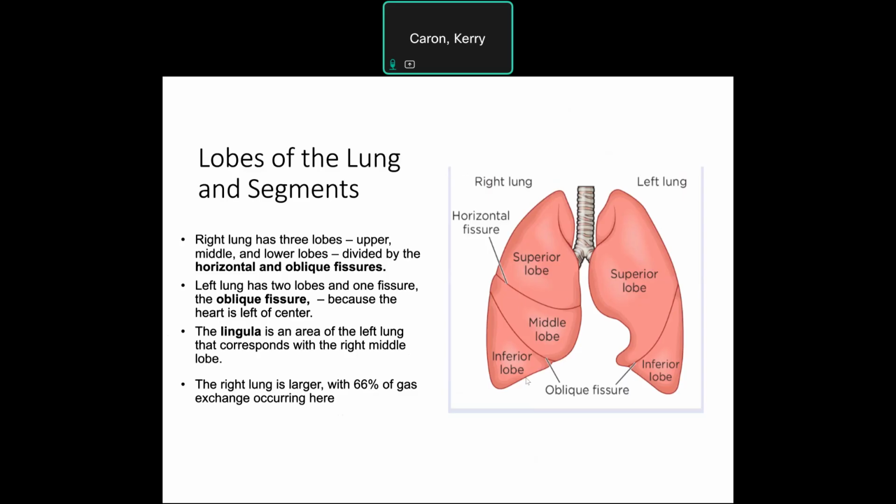The right lung is larger, and about two-thirds of the gas exchange is going to happen on the right side. So even though that angle is less, and we're more likely to aspirate something in that lung, and it's got 3 lobes, more of the gas exchange is happening there.